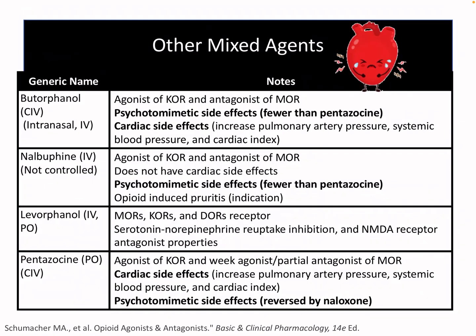We have other mixed agonists. These are not used very frequently anymore, primarily because of the side effects. If you notice here, several agents have cardiac side effects, including butorphanol and pentazocine, and many of them have psychomimetic side effects. The reason is because of their actions on the kappa and delta opioid receptors, which are associated with dysphoria. The cardiac side effects may be related to that as well.